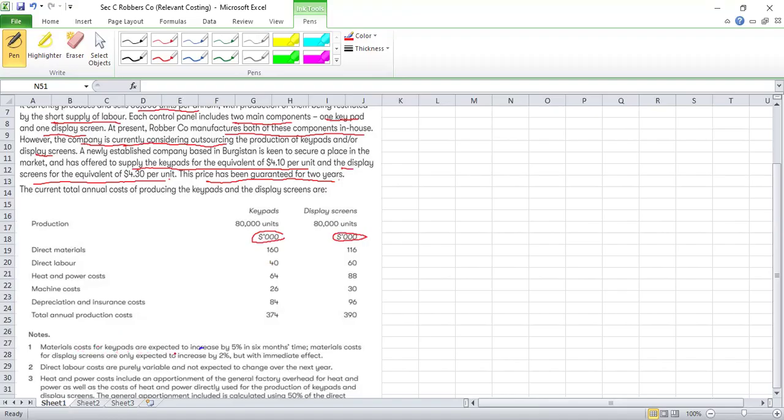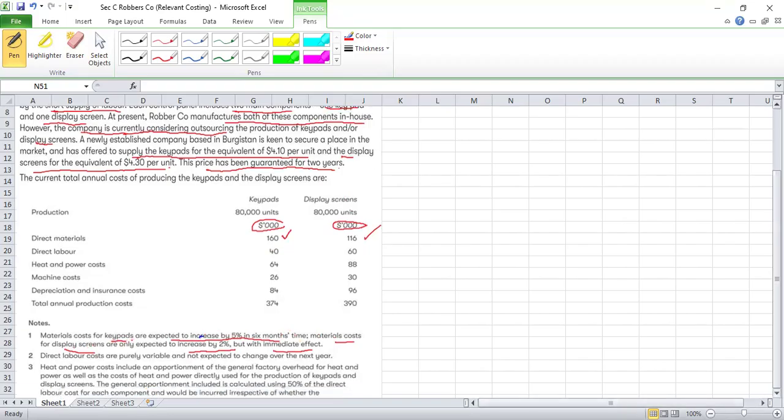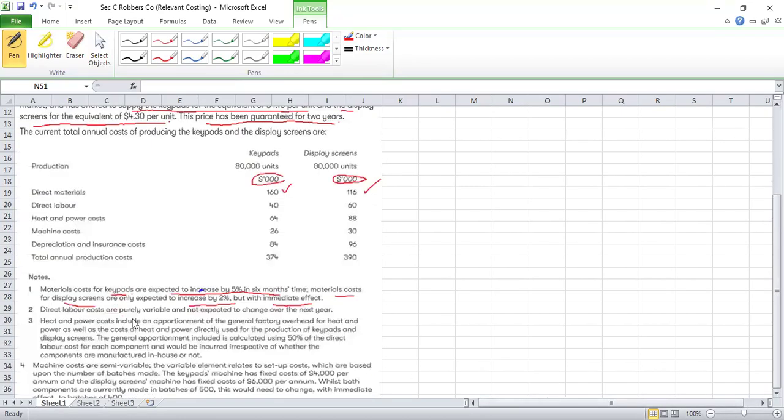Material cost for keyboard are expected to increase by 5% in the next 6 months. Material cost for the display screen is only expected to increase by 2% with immediate effect. So it will rise by 2% immediately, it will rise by 5% after the 6 months. Second one is direct labor, which is purely variable and not expected to change over the next year. So it will remain the same.